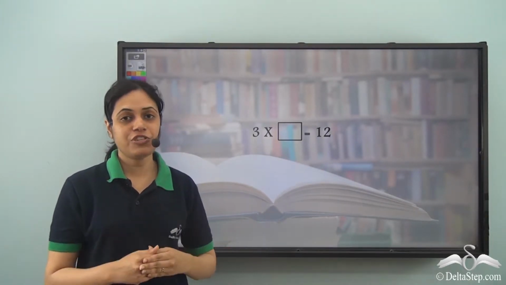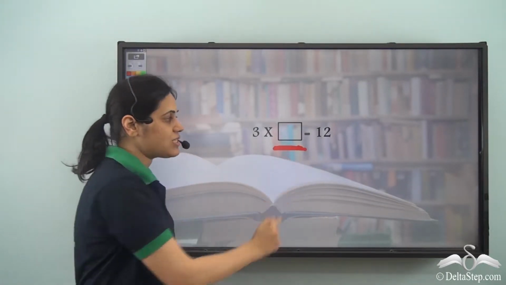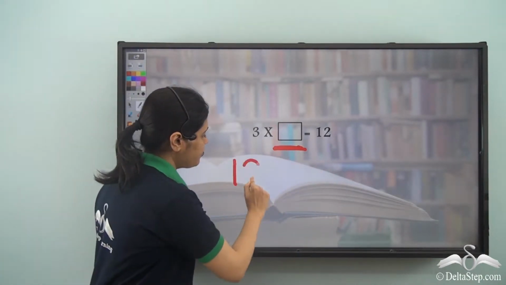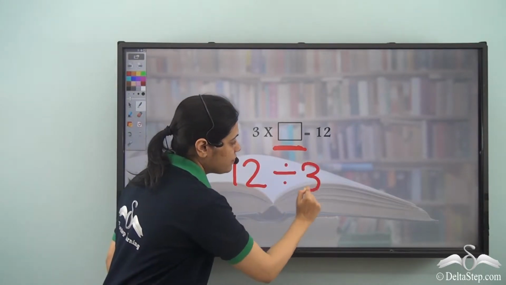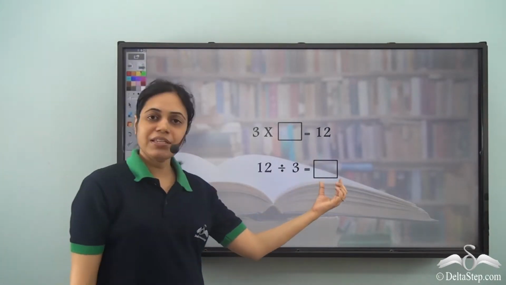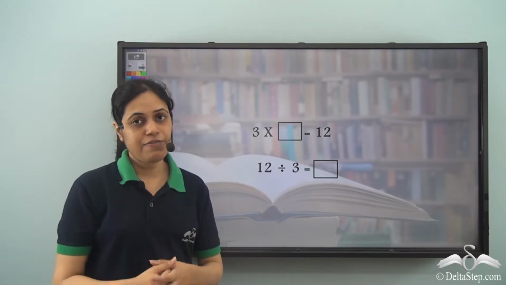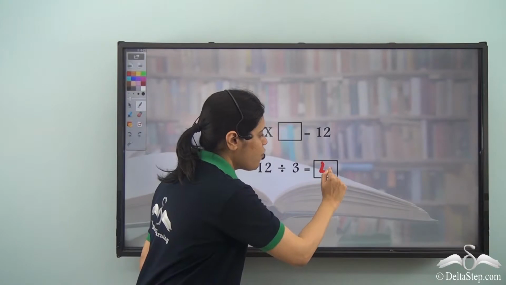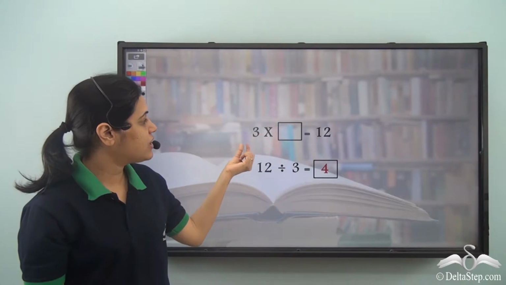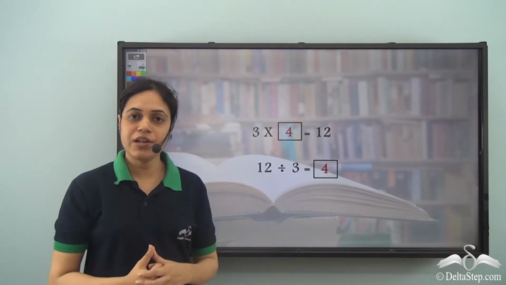We know that division is the opposite of multiplication. So if I need to find this number, I need to divide 12 by 3. And what is 12 divided by 3? 12 divided by 3 is 4. Or we can say that 3 into 4 is 12.